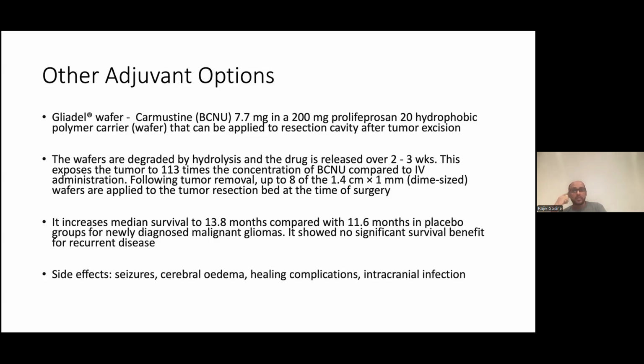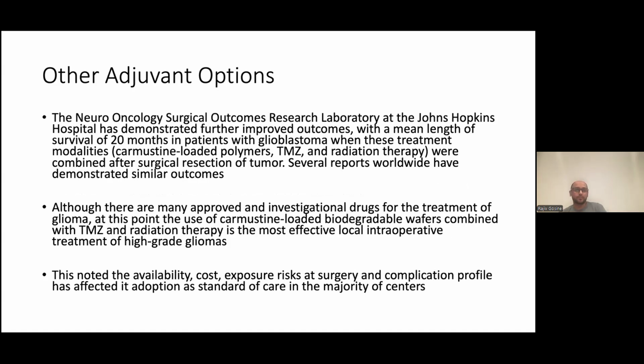And it's been shown that it increases survival to 18.8 months compared to 11.6 months in placebo groups for newly diagnosed malignant gliomas. There was no significant survival benefit when used for recurrent disease, and side effects include seizures, cerebral edema, healing complications, and intracranial infection.